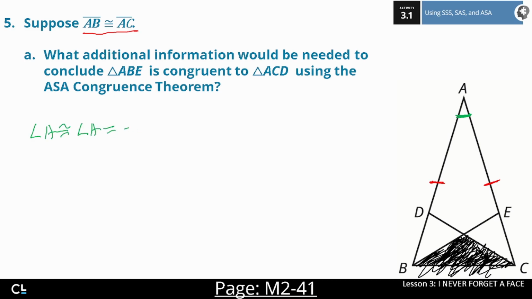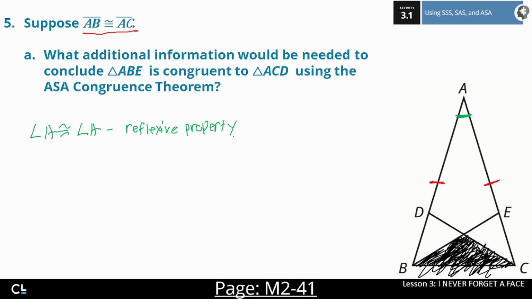Once again, why? Whoops, I don't mean to have an equal sign there. Getting sloppy with my writing. Get rid of it. But angle A is congruent to angle A. Why? Because it's the reflexive property, right? This is congruent to itself.